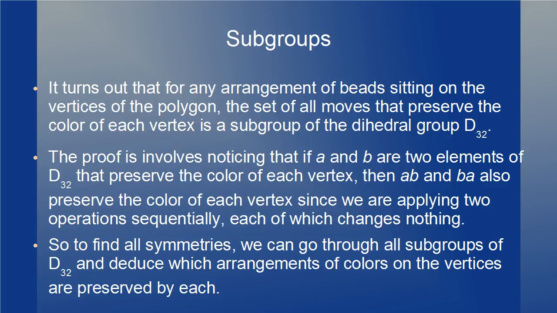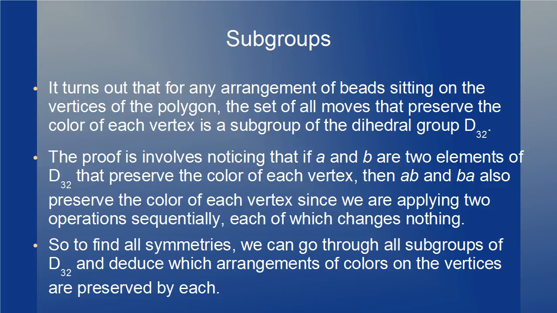Turns out that for any arrangement of beads sitting on the vertices of the polygon, the set of all moves that preserve the color of each vertex is a subgroup of the dihedral group. The proof involves noticing that for any two moves that preserve the color of each vertex, the product of those two moves in any order preserves the color of each vertex, since each move changed nothing. We have closure of a finite subset of the group, and therefore it contains every power of every move, therefore the inverse of every move, therefore the identity, therefore it is a subgroup.